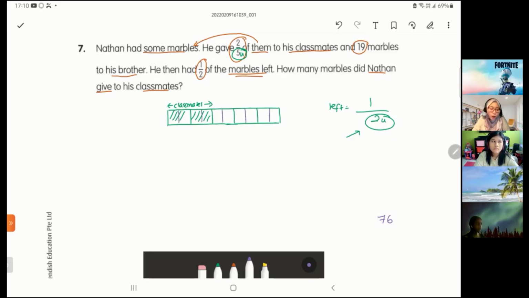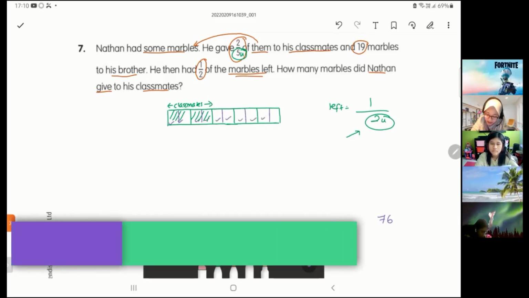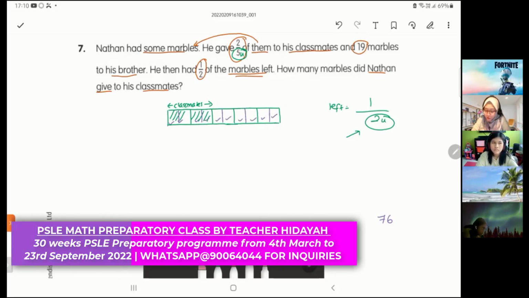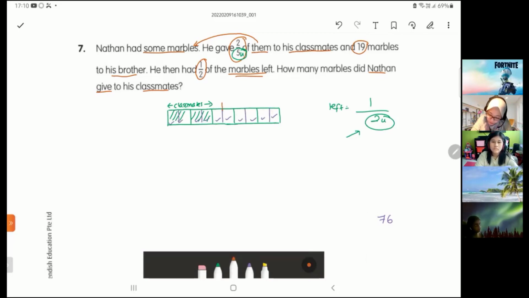Okay. Now if you count the total number, what is the total number of units? 1, 2, 3, 4, 5, 6, 7, 8, 9, 10. If I say I have half left, it will be 1, 2, 3, 4, 5. This much is my leftover. Which means this portion here is my 19 that he gave away to the brother. Can you see how I get this? The logic behind the model, okay?